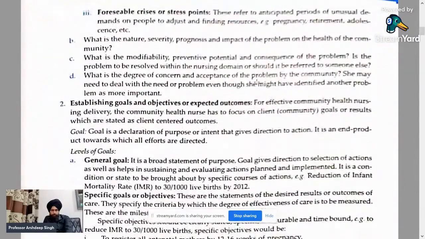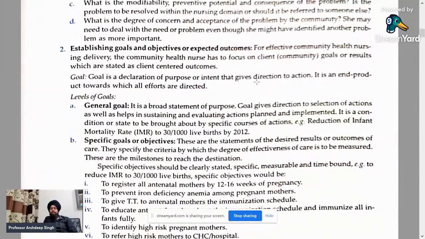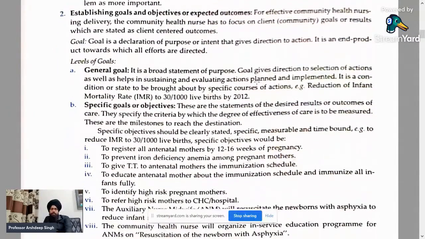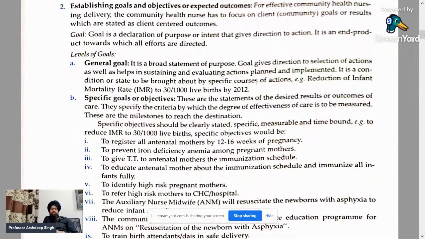Next, the second one is establishing goals and objectives or expected outcomes. Once we have set the priorities of the problems, we will establish different goals and objectives, like what we want to achieve and how we will be able to achieve the different objectives or expected outcomes. We have to set general goals and specific goals. A general goal is a broad statement of the purpose, and it tells us in general what we have to achieve.